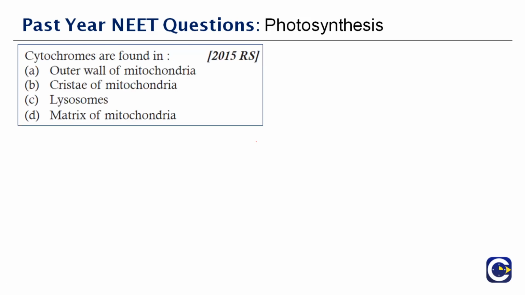Next question, which was asked in the year 2015. Cytochromes are found in dash. So what are cytochromes first? You need to know that, right? How can you describe cytochromes?